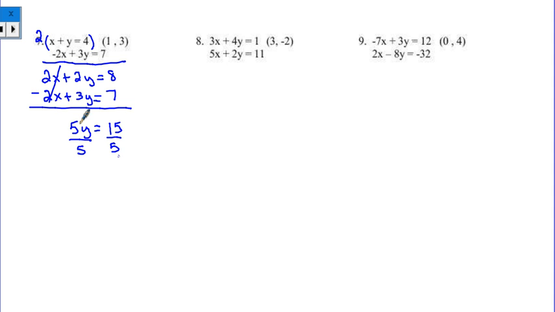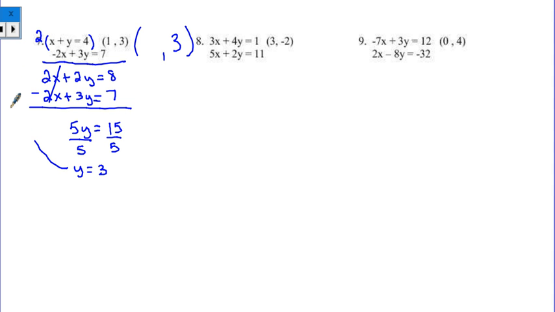The opposite of multiplying is dividing. That makes it y equals 3. That's the first part of my ordered pair. It's going to go in that second spot, because it's the y, guys. Y's always go second. Because we are doing elimination, we can plug it back into either problem.